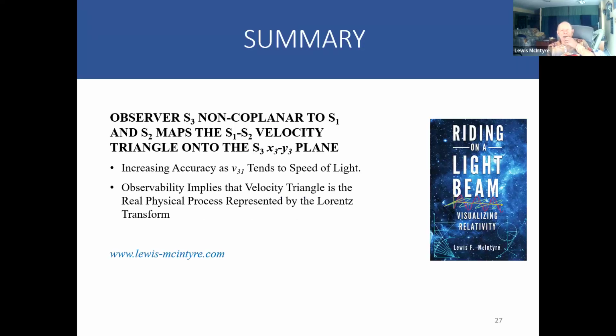In summary, an object in motion at right angles to two bodies, also in relative motion, will observe their velocity triangle mapped out with increasing accuracy as the recessional velocity away from them approaches the speed of light. This implies that the velocity triangle is not only a useful analytical tool in mathematical abstraction, it may be the fundamental physical process being described by the Lorentz transform.